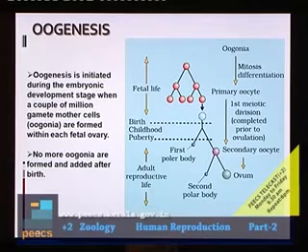Another difference is the unequal division happening here. Unequal because the first meiotic division will result in a first polar body and a secondary oocyte, and the second meiotic division will result in an ovum and a second polar body. So the division is unequal and there is formation of polar bodies here. So there will be a lot of differences between spermatogenesis and oogenesis.